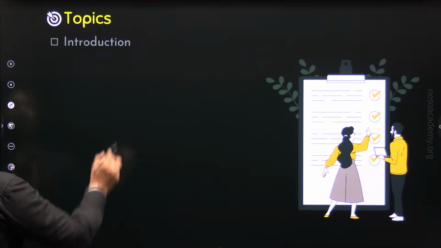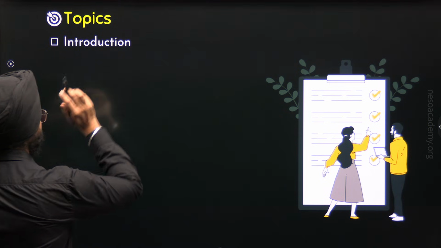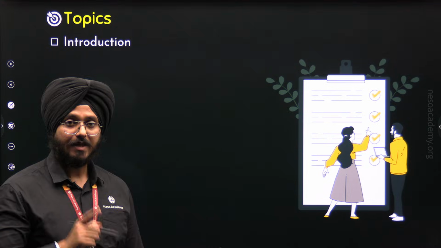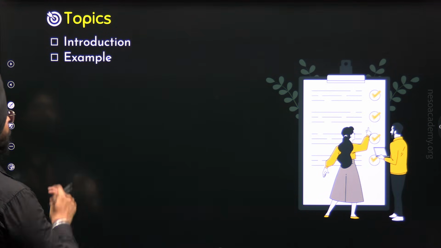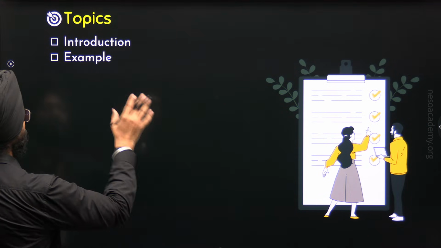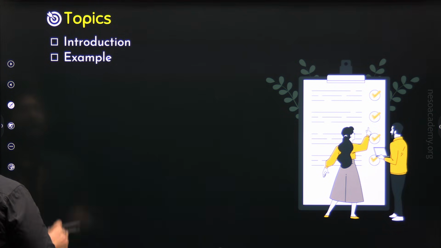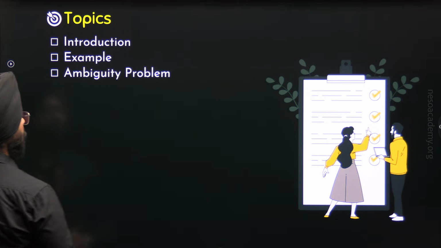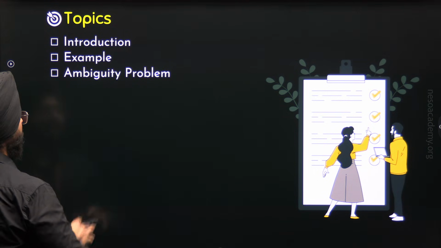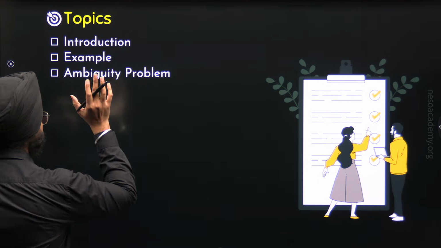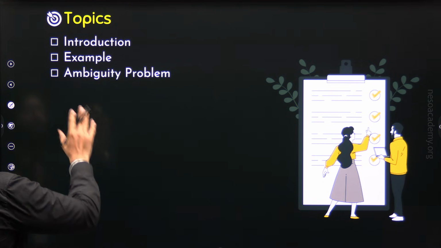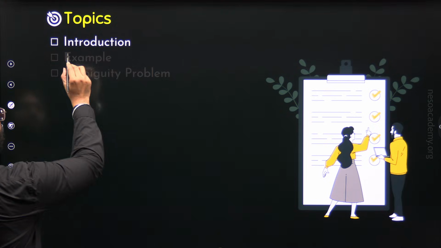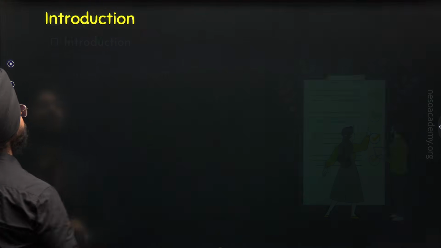The first topic is Introduction to Multiple Inheritance. First, I will introduce you to multiple inheritance. Then, through an example, we will understand how to implement multiple inheritance. After this, we will understand the ambiguity problem associated with multiple inheritance, and we will also resolve this problem. So these are the topics of this lecture. Let's start with the first topic, Introduction to Multiple Inheritance.